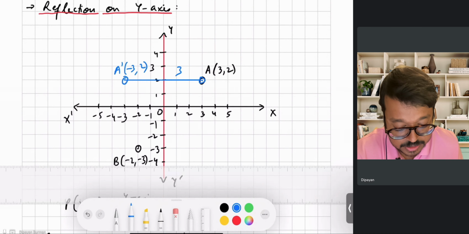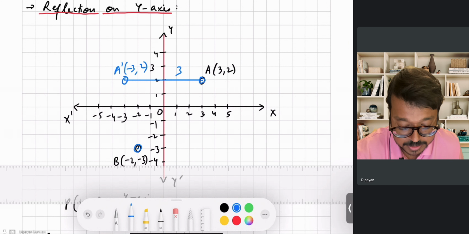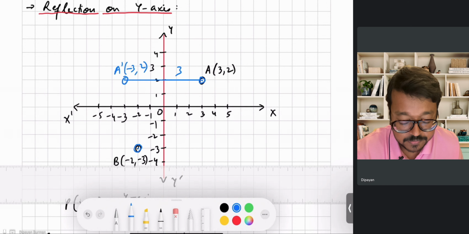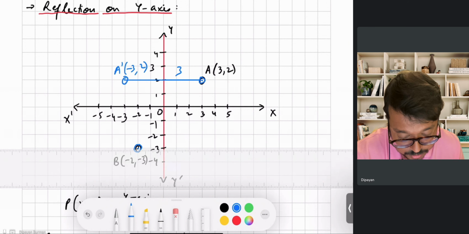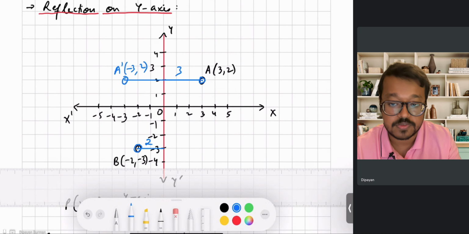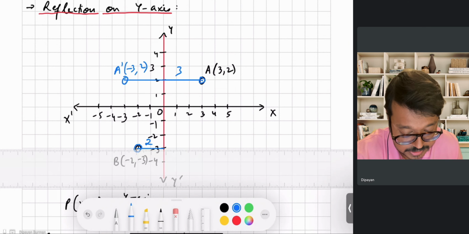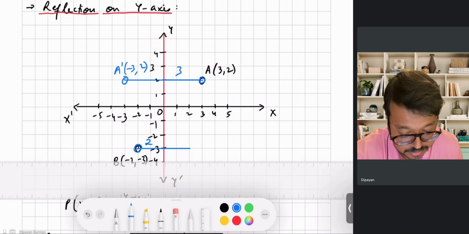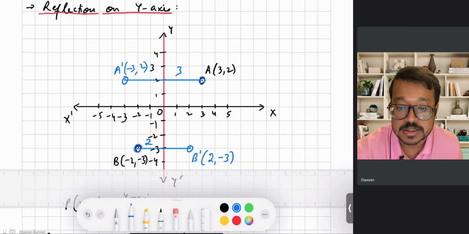And point B is (-2, -3), and I am reflecting again on the y-axis. So I see that point B is 2 units on the left side of the y-axis. So if I go 2 units on the right side of the y-axis, I will get the reflected point. So the reflected point, or the image, will be formed at B dash with x coordinate 2, but the y coordinate is the same, -3.